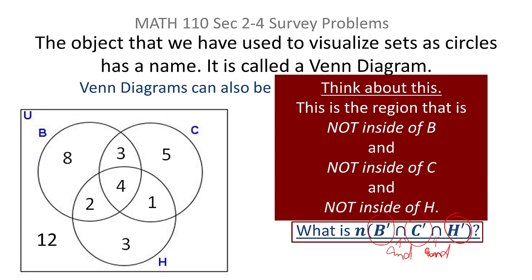When you say it that way, then it becomes pretty clear that these 12 elements out here are the only ones that are not inside of B, and not inside of C, and not inside of H. So you're looking for the number of elements in the intersection of the complement of all 3 sets. It'll always be the area or the region that's not in any of the circles. These are examples of how Venn diagrams can be useful. So the number of elements in the intersection of B complement, C complement, H complement is 12.